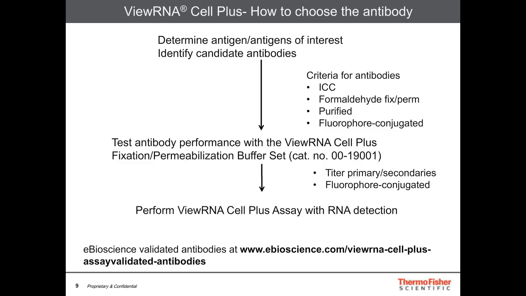This also allows you to titer your primary and secondary antibodies, which we recommend anytime you're running an assay where you're looking at maybe a different cell type and you haven't run that particular antibody before. You should always titer the primary and secondary antibodies and decide if you're going to use fluorophore conjugated antibodies. The next step is then to perform the whole assay with the RNA detection. And for validated antibodies, we have a list of clones and fluorophore conjugated antibodies that have already been validated in this assay, and this can be found on our website at the address below.